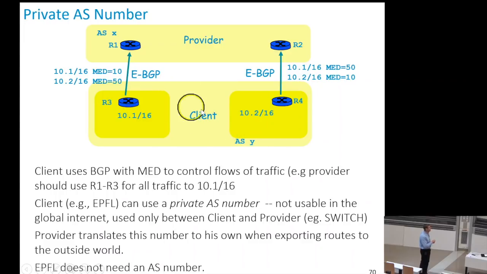However, EPFL doesn't have an AS number and would still like to use BGP to talk to Switch. If that's the case, you can use a private AS number. Just like there are private IP addresses, there are private AS numbers that are supposed not to be visible in the big internet. So here the example of use would be very simple. EPFL, when it uses BGP, uses its private AS number that it has agreed to with Switch. And whenever Switch gets this information and propagates the path further, it will either remove it or replace it by its own AS number, so that EPFL hides behind Switch. That's one possible use of the private AS number.